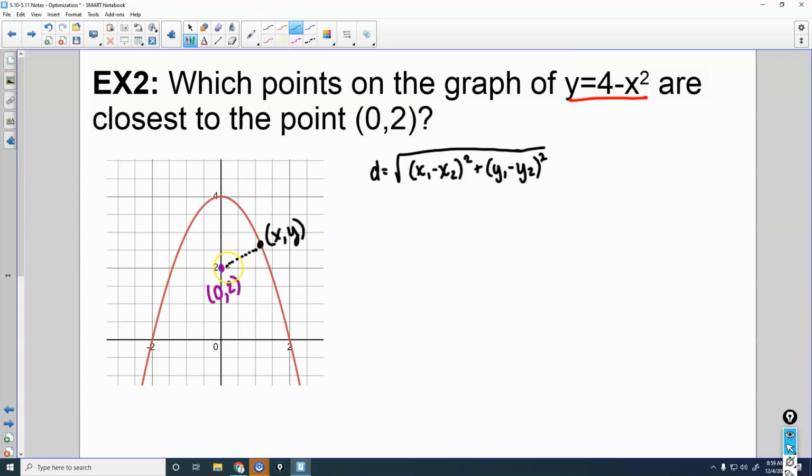The reason is that the difference between your x's is this length right here, and the difference between your y's is this here. You're basically just doing the Pythagorean theorem with the distance formula. So for this, I know the point is 0, 2. I've got x, y. So I've got x minus 0 squared plus y minus 2 squared.